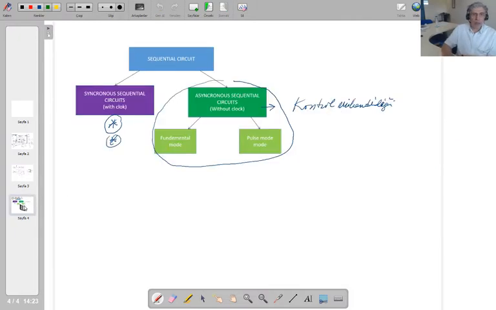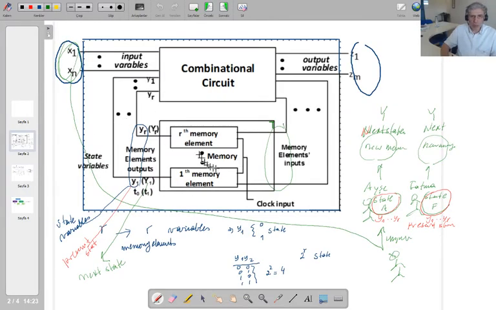So we can categorize the sequential circuits into two groups. One of them is called synchronous sequential circuits. The other one is asynchronous sequential circuits. The difference is this, in general. If you look at these memory elements, they are all connected together, and one input of these memory elements is called the clock input. This is a central clock. So this is a common clock for all the memory elements. If it is like that, we call it a synchronous sequential circuit.